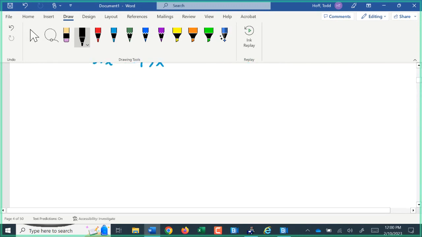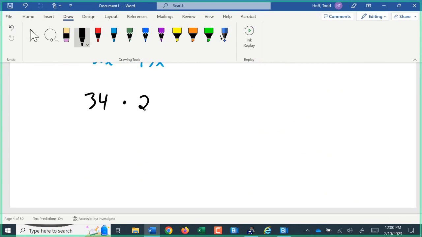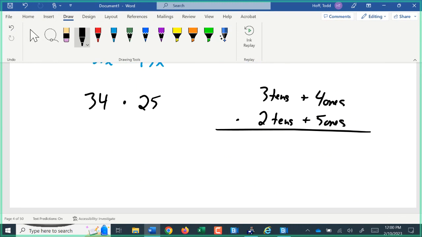If I had two multiple digit numbers being multiplied together, 8x plus, oops, that's wrong. Let's go to whole numbers here. 34 times 25. Well, I could set it up as 3 tens, 4 ones, times 2 tens and 5 ones. This is the process we've all been taught, only I wrote the numbers out in long form.